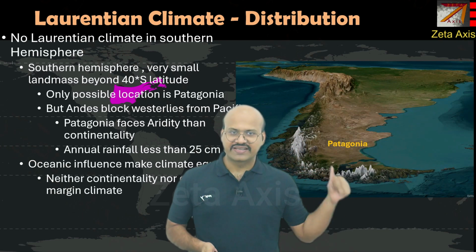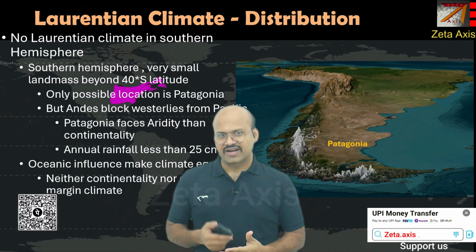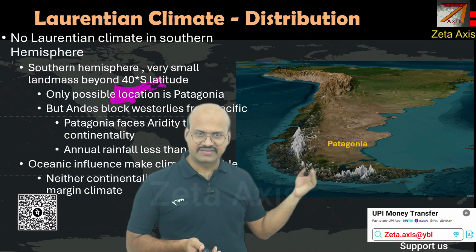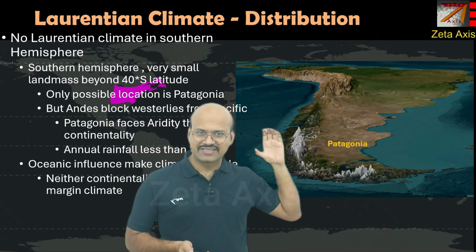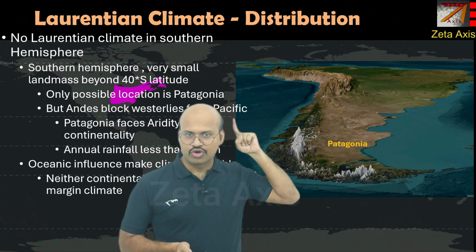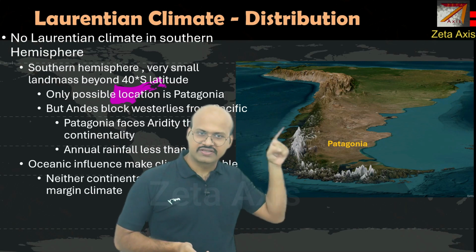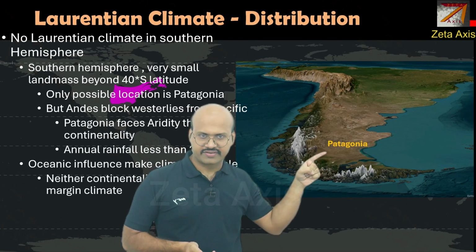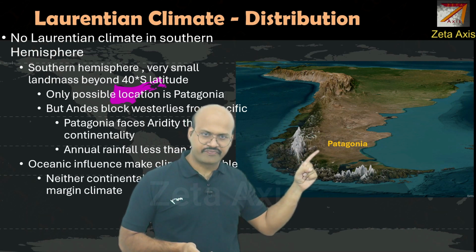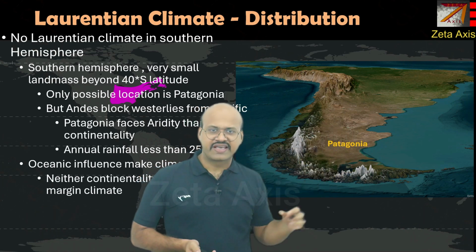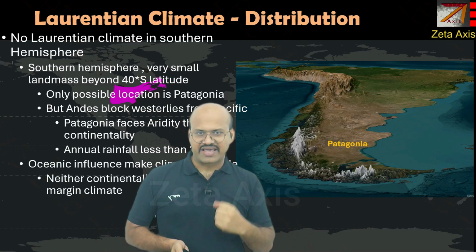Patagonia Desert is a region where there should be a Laurentian climate because of the presence of the Andes, which blocks the winds coming from the Pacific Ocean. Remember, this is the westerlies region. Wind will be blowing from the Pacific towards the South American continent. Now, because of the Andes, the winds are not able to reach over here. And this region experiences extreme aridity, that is desert-like conditions.